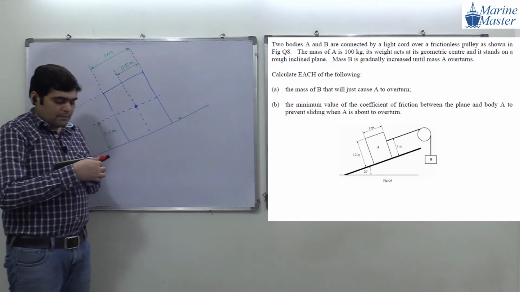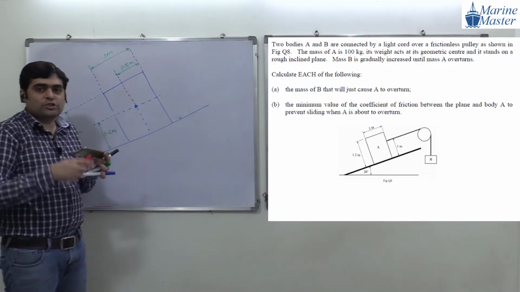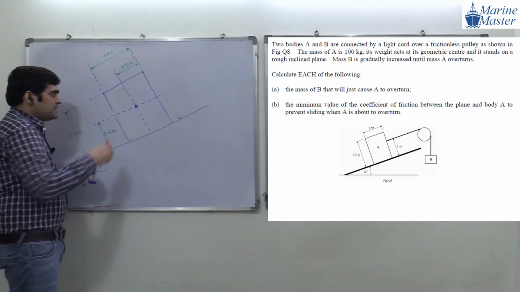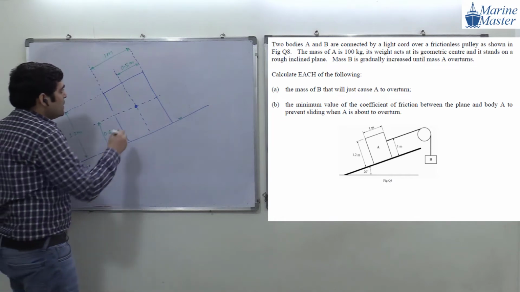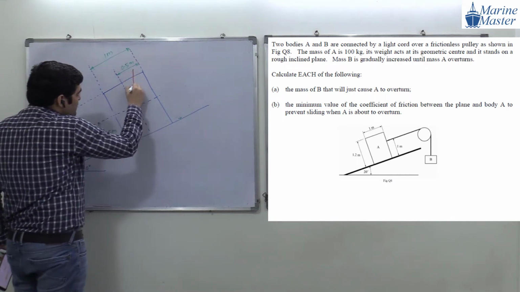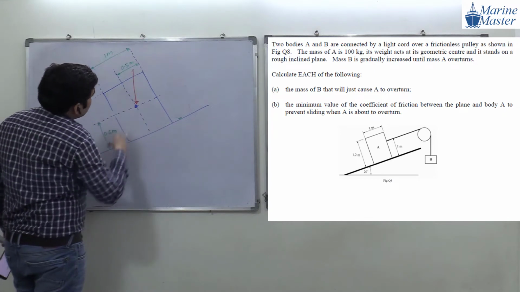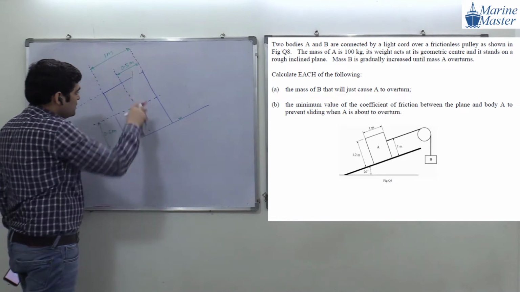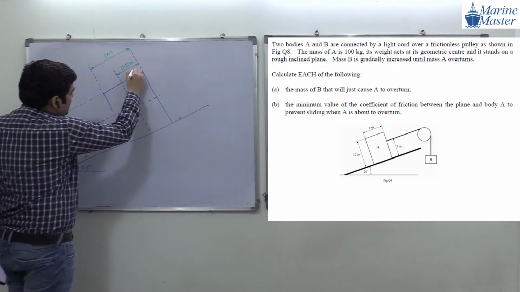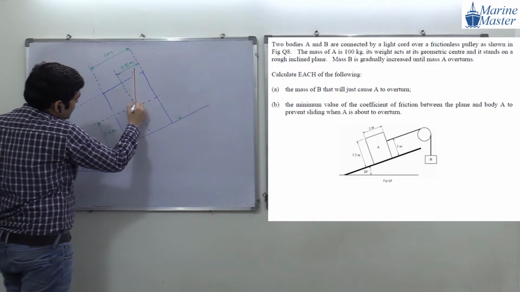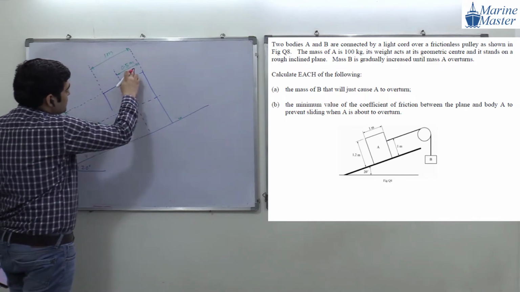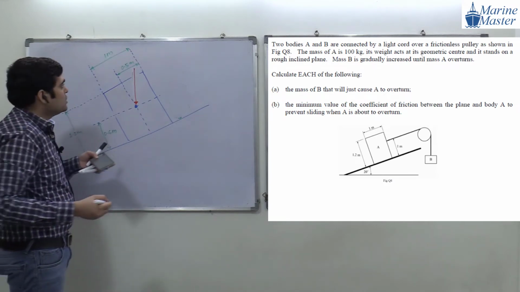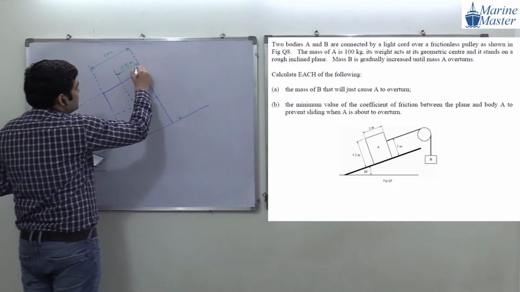Its weight will act at its geometric center. And what is meant by weight? mg. Mass is mass A, so weight will be 100 g. And how does weight act? Weight always acts vertically downward. So see, this is a vertical line. Everyone try to see the scenario. What will be the weight here? What they have given? Mass is 100 kg. So this weight will become how much?